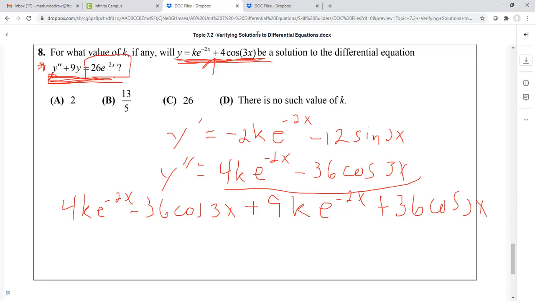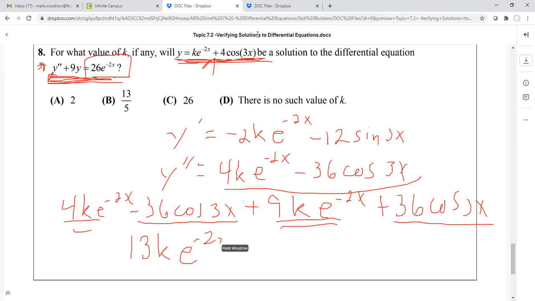So if I look, this term and this term are like terms, and they cancel each other out. You have negative 36 cosine 3x and a positive 36 cosine 3x. They cancel each other out. And then this term is like this term. So 9k and 4k give me 13k e to the negative 2x. And now I have room after combining like terms to write that 26e to the negative 2x in there.